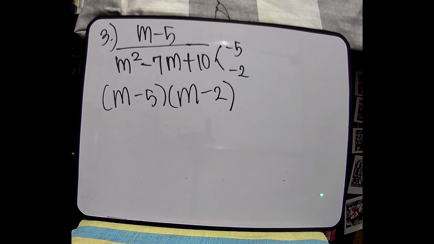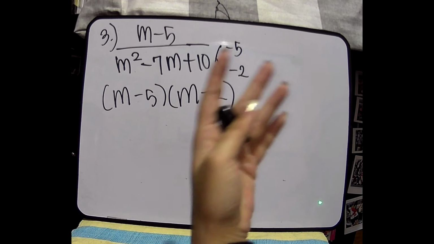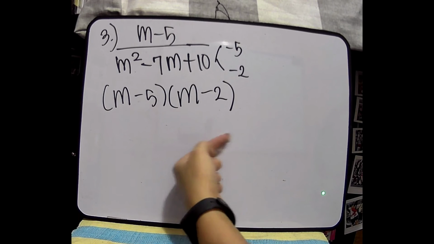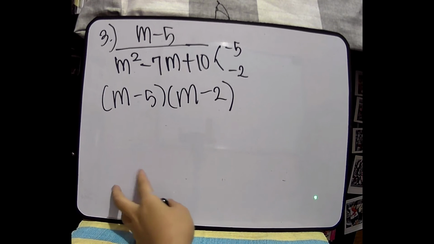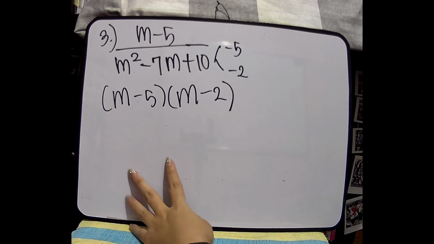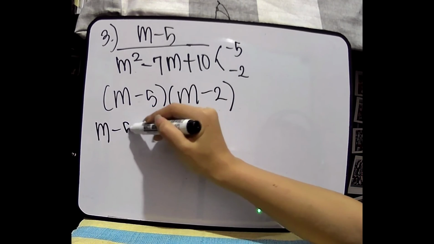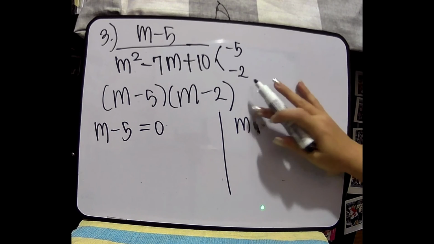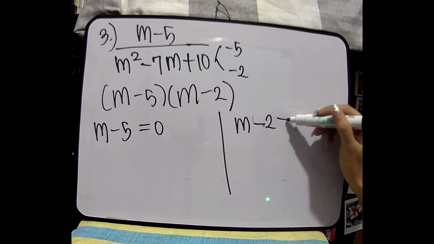Okay? And then, para sure kayo, i-foil nyo or i-tile or i-vertical method. And then, dahil pareho, di ba, may variable dito, may variable dito, ibig sabihin pareho natin i-equal sa 0 para mahanap yung value for m. So, m minus 5 is equals to 0. And then the other one, m minus 2 is equals to 0.